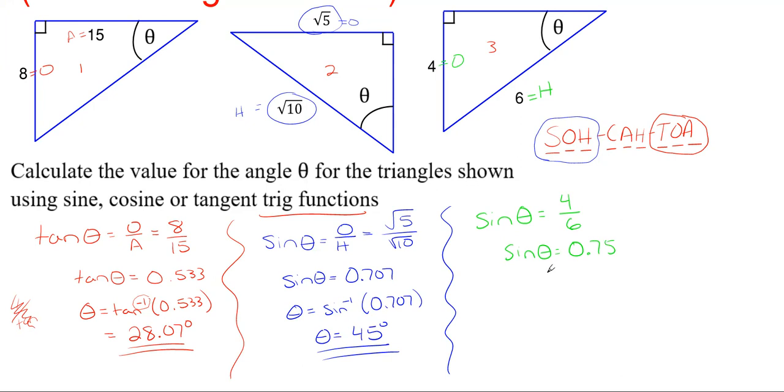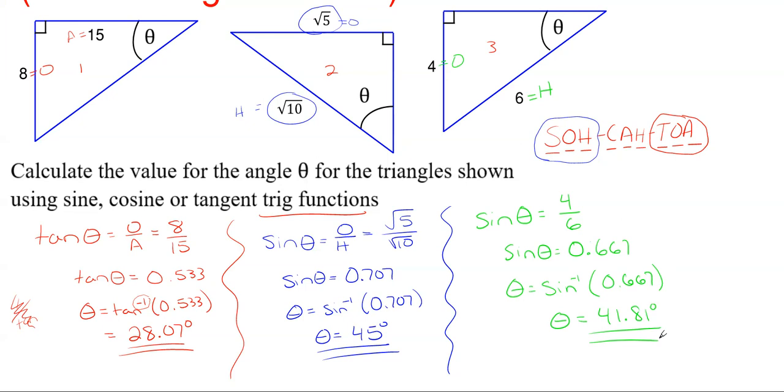So our sine inverse of 4 divided by 6, which actually, hang on, 4 divided by 6 is not 3/4, it is 2/3. Sorry about that. So that'd be 0.667. So sine inverse of that would give us, let me write it out real quick. So sine inverse of 0.667. So then our theta angle would be 41.81 degrees.